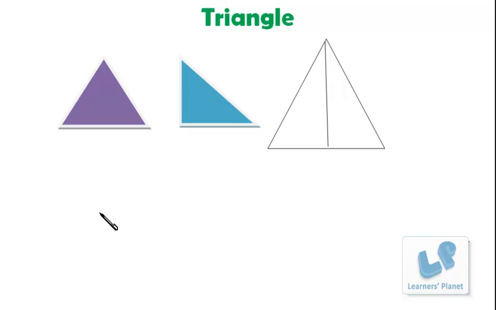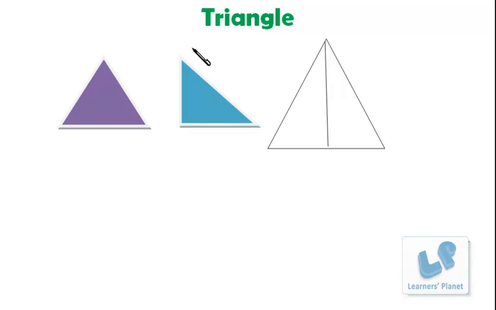Now let's discuss triangles. A triangle is a closed figure with three sides. These three sides may be equal, may not be equal, or maybe two sides are equal and the third one is not equal. So there are various types of triangles if we talk regarding the sides.